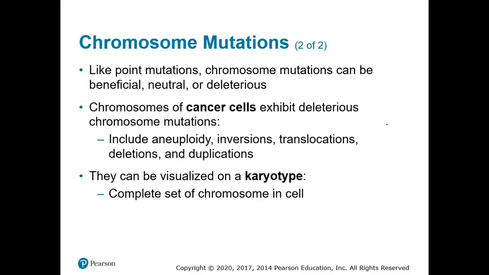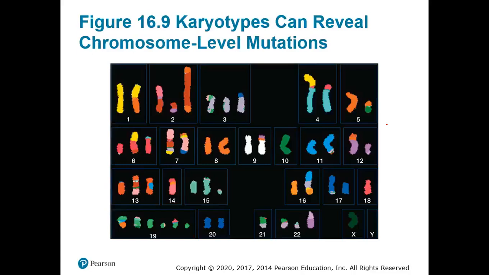Now, like point mutations, chromosome mutations can be good, they can be neutral, or they can be bad. Now, cancer cells almost always have bad chromosome mutations. Cancer cells can have pretty messed up looking chromosomes. You can see aneuploidy, inversions, translocations, deletions, duplications, all of that if you were to visualize a cancer cell's chromosomes on a karyotype.